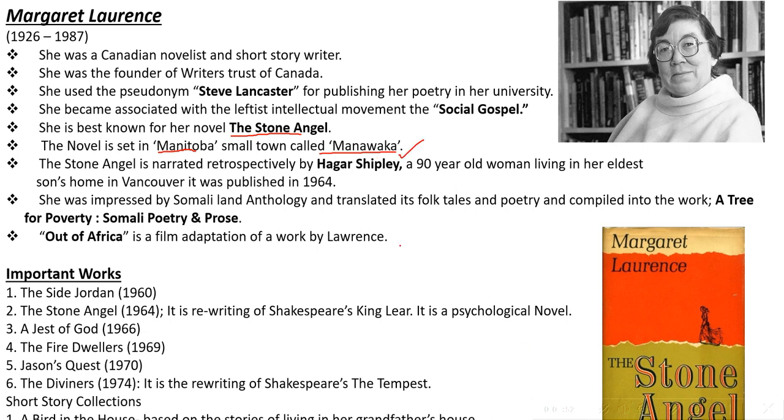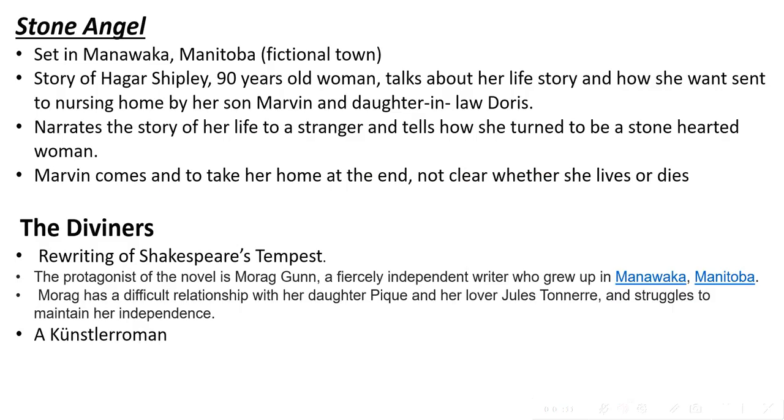Okay, so in The Stone Angel, there is a lady named Hagar Shipley, a 90-year-old woman who is living along with her son. Here I have given you the explanation of that work. This work is set in Manawaka, Manitoba, which is a fictional town. It is the story of Hagar Shipley, a 90-year-old woman. She is living her life as an independent woman, and she doesn't want to put her burden on someone.